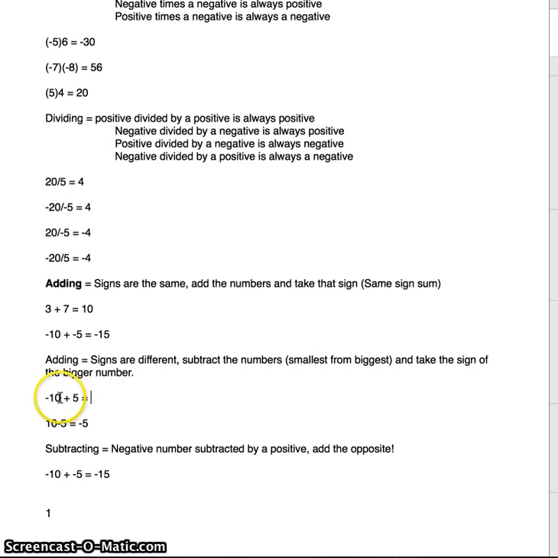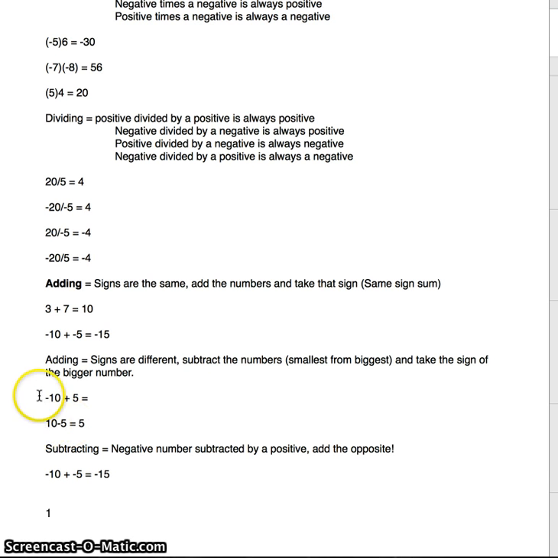Well, look, the signs are different. Remember, we always look to the left of the number to determine if the number is a positive or negative number. So here we have a negative 10 being added to a positive 5. So the signs are different. We need to subtract the numbers. So we put the bigger number on top. 10 minus 5 is 5.